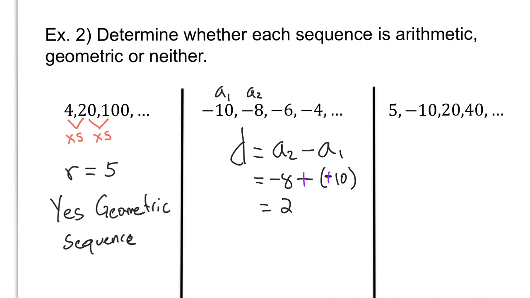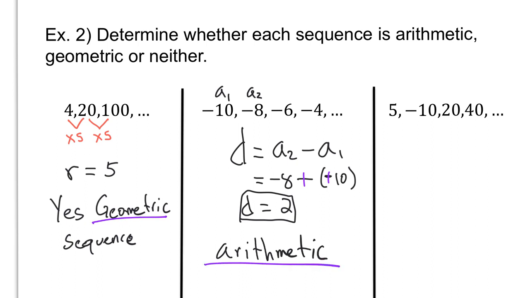So you check. Are you adding 2 to get to the next term? Well, -10 plus 2, -8. -8 plus 2, -6. -6 plus 2, -4. It works. So this one is arithmetic, because we found out we are adding 2 to get to the next term. So one is geometric when you multiply. The second sequence is arithmetic because you're adding. Let's look at the third one.